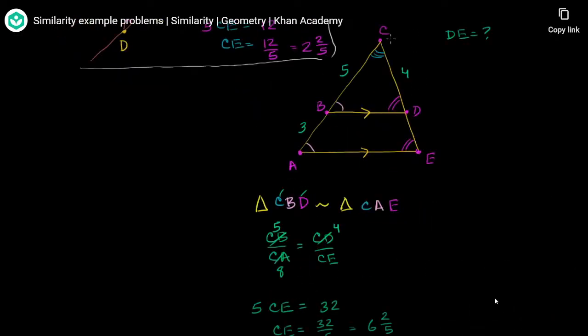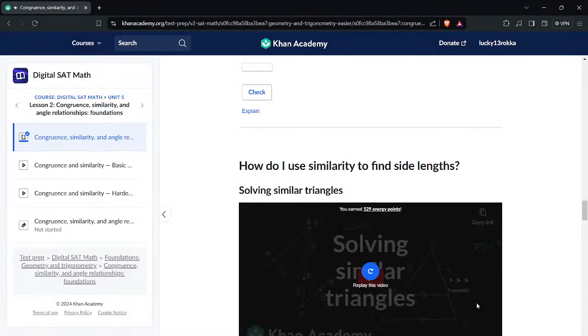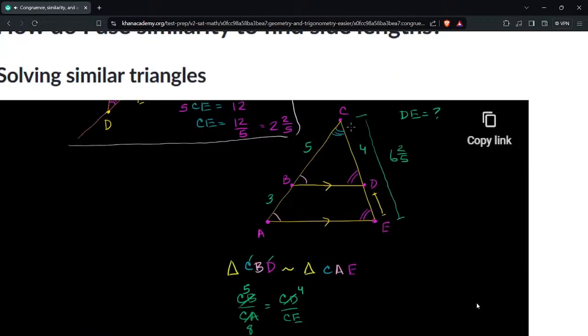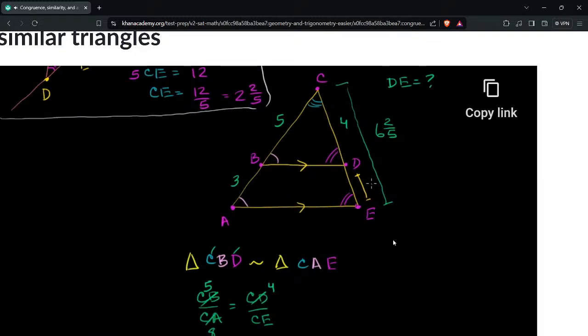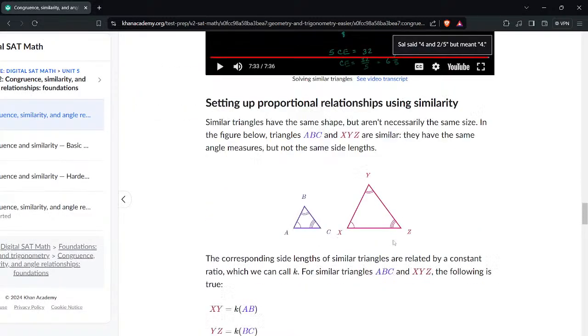This part right over here, they're asking for DE. So we know that this entire length, CE right over here, is 6 and 2/5. And so DE, what we actually have to figure out, is going to be this entire length, 6 and 2/5, minus 4, minus CD right over here. So it's going to be 2 and 2/5. 6 and 2/5 minus 4 is 2 and 2/5. So we're done. DE is 2 and 2/5.